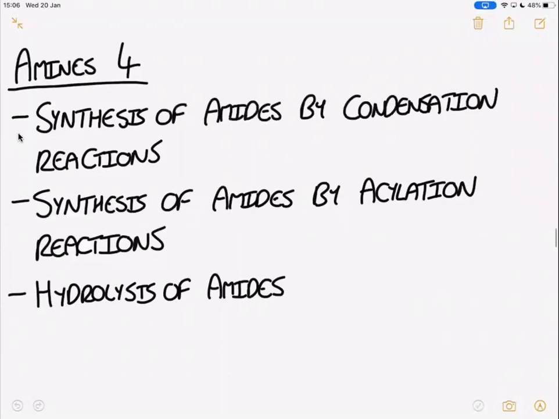So this lesson's called Amines 4, but in reality it's really more about amides, which are a kind of related and easy to confuse compound, but they are not the same. So the focus of this lesson is synthesis of amides, which we know a little bit about already if we've studied acylation, and the hydrolysis of amides. Right then, let's crack on.